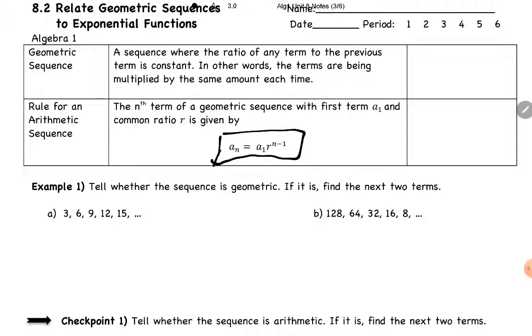Okay, example 1. Tell whether the sequence is geometric. If it is, find the next two terms. So here, from 3 to 6, we add 3. 6 to 9, we add 3. 9 to 12, we add 3. This is not geometric. In fact, this is arithmetic because they all have a common difference. Arithmetic.